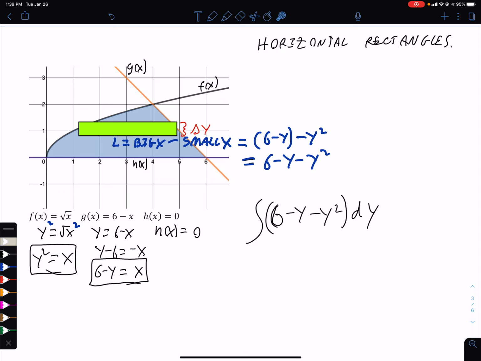Where are my rectangles? So your first rectangle is down here. And you should see you're stacking up these rectangles all the way up. So your last rectangle is here. So you're going to go from 0 to, it looks like 2, but we have to make sure it's 2. How do we do that?